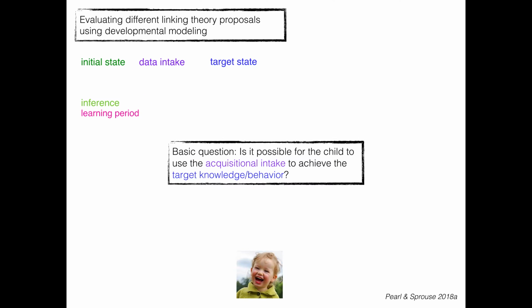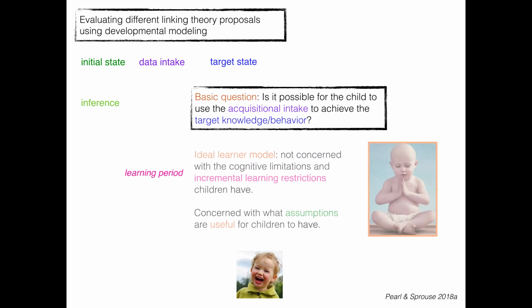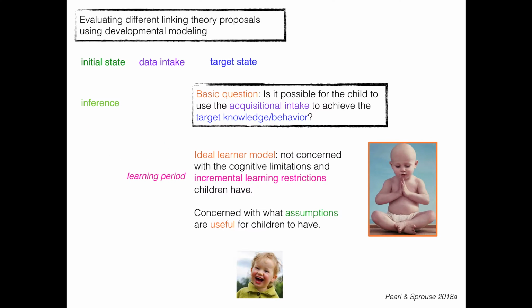The basic question we're setting out to answer is: is it possible for the child to use that acquisitional intake to achieve the target knowledge or behavior? Right? That's our very basic question. And so because of this, we're going to be using an ideal learner model. It's my ideal learner baby here, right? But why? Well, an ideal learner model is not concerned with the cognitive limitations and incremental learning restrictions that children have, which is often what a learning period is encoding, that you're learning incrementally. Here we're going to abstract away from that.